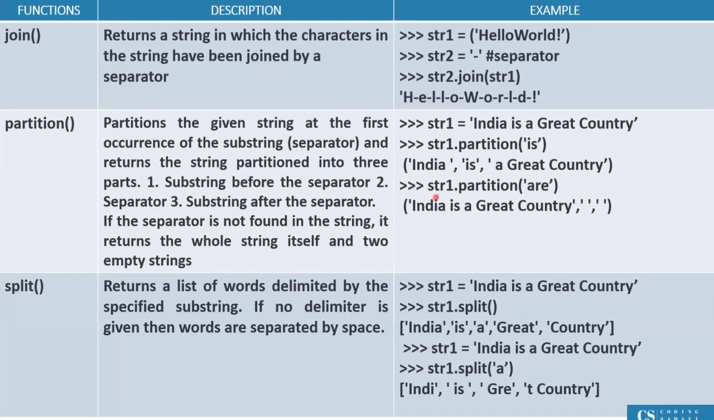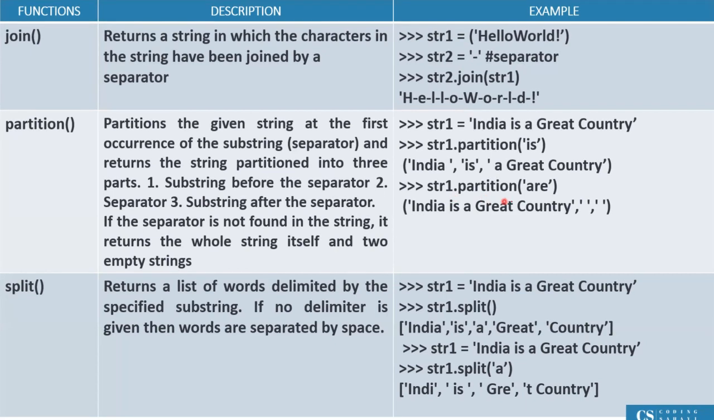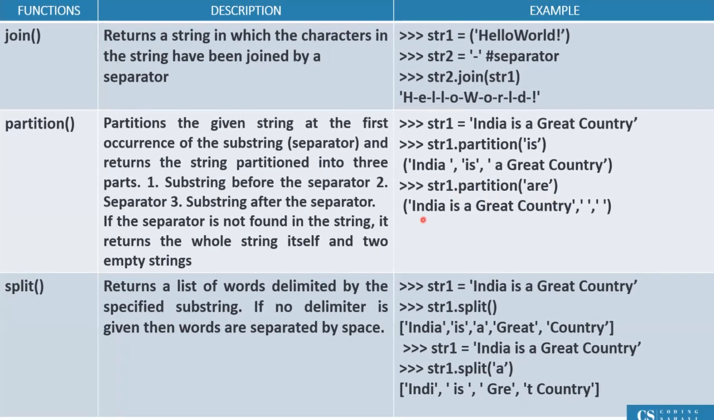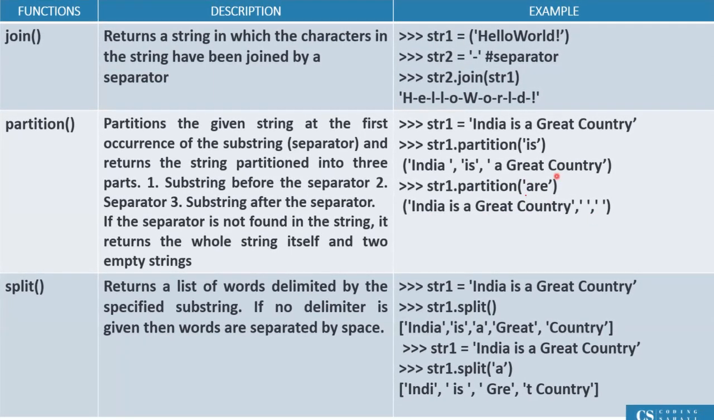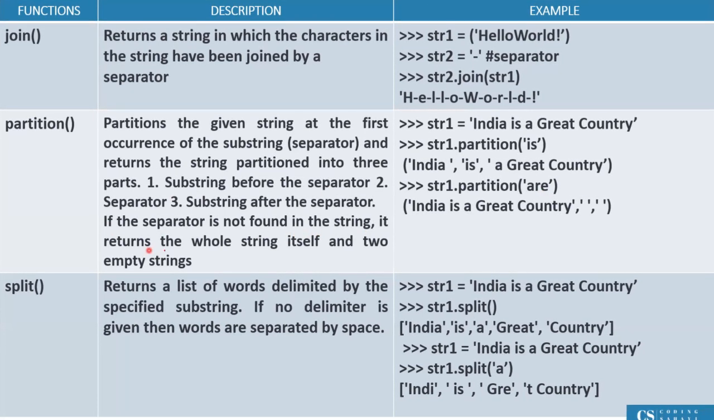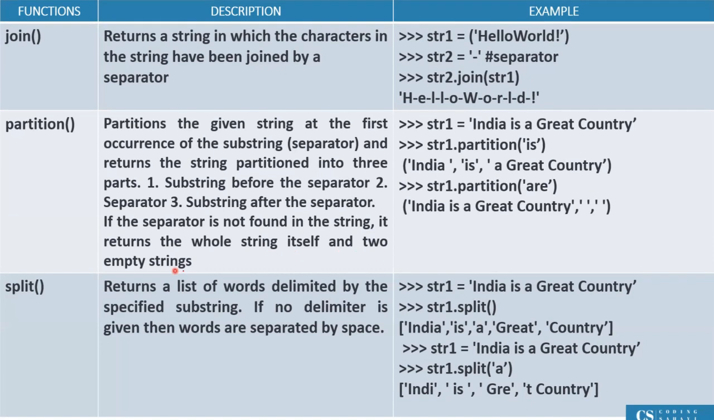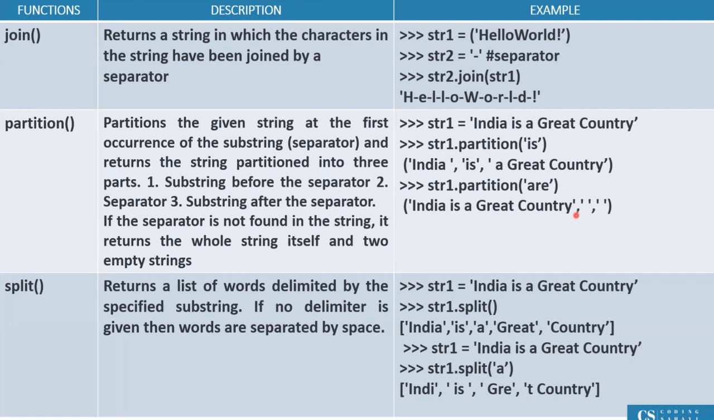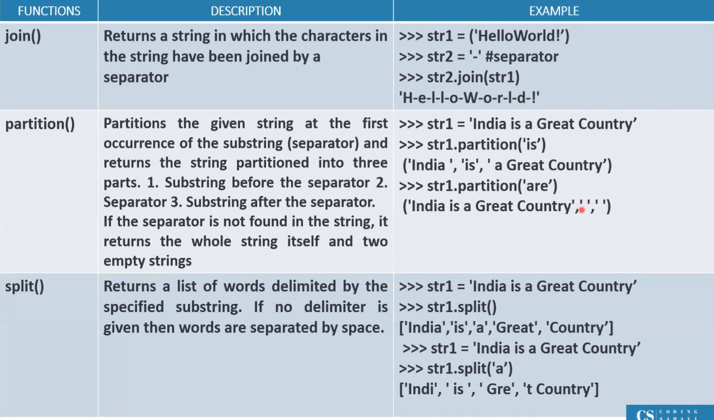Now here you can see str1.partition with R. What is the output? India is a great country, then a comma, and then another comma. We don't have R here, right? If the separator is not found in the string, then it returns the whole string itself and two empty strings. India is a great country, that is our string. After that, a comma, then an empty string, again a comma, and one more empty string. So that is our partition.